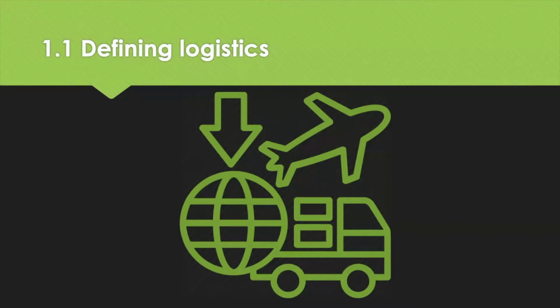And the Council of Supply Chain Management Professionals has defined logistics as the part of the supply chain management that plans, implements, and controls the efficient, effective forward and reverse flow and storage of goods, services, and related information between the point of origin and the point of consumption. And that's in order to meet customers' requirements. But a second, more concise definition is the management of inventory at rest or in motion.